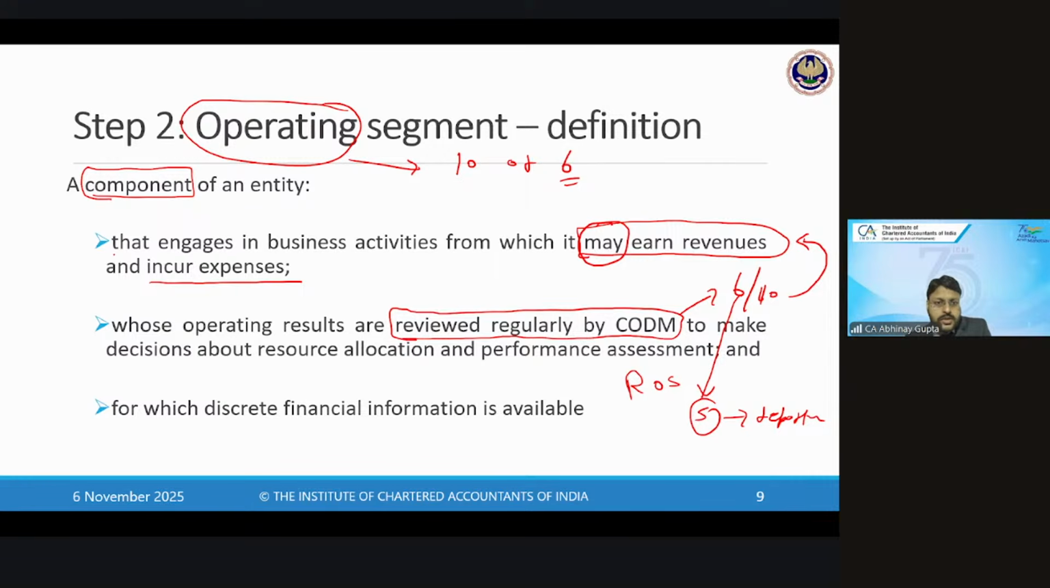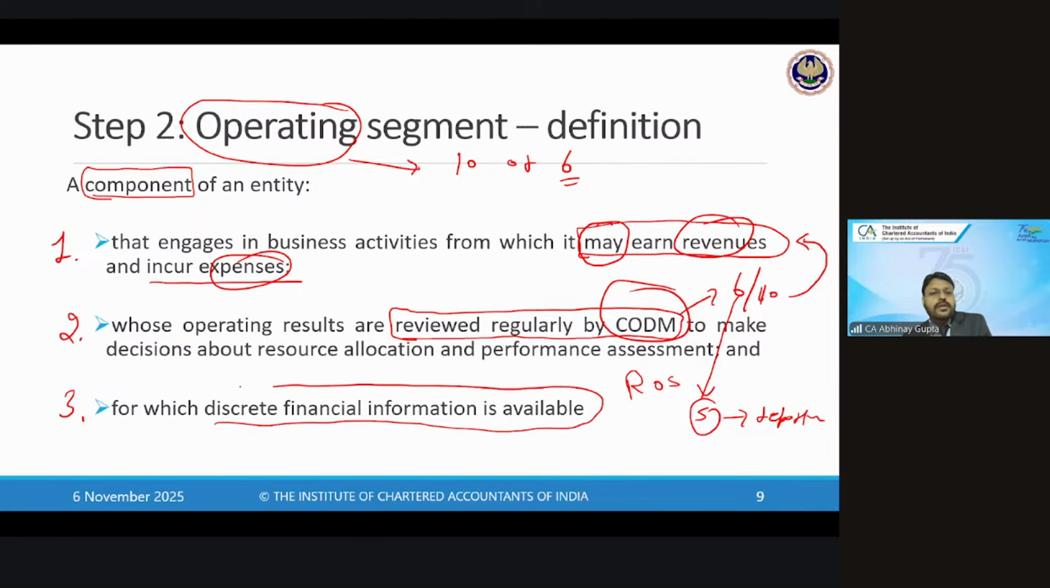And there are 3 conditions. Number 1 is a component: a separate component which may earn revenues and incur expenses. Number 2 is the CODM looking at the performance and taking decisions to allocate resources or not to allocate resources. And the third is that discrete financial information about this segment is available. Now, the first 2 conditions are understood, but what is the third condition? Discrete financial information is available. What do you mean by discrete financial information?